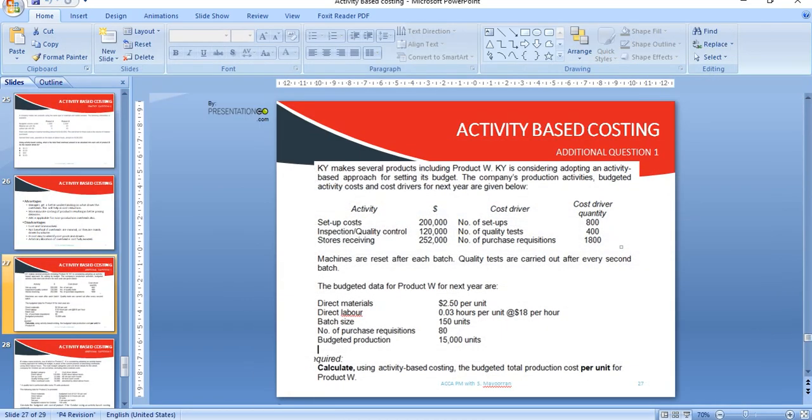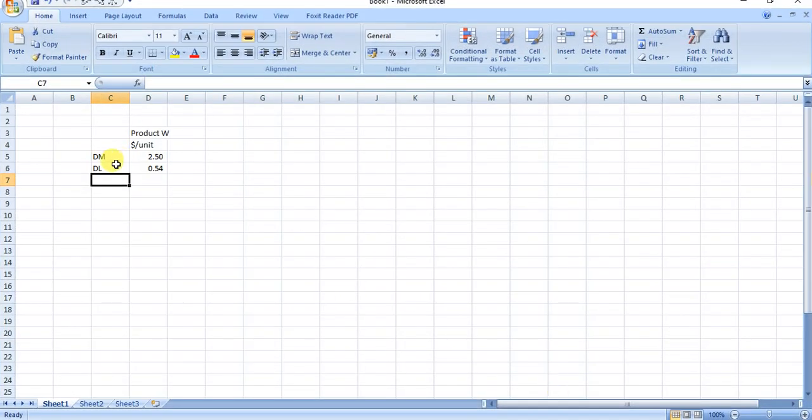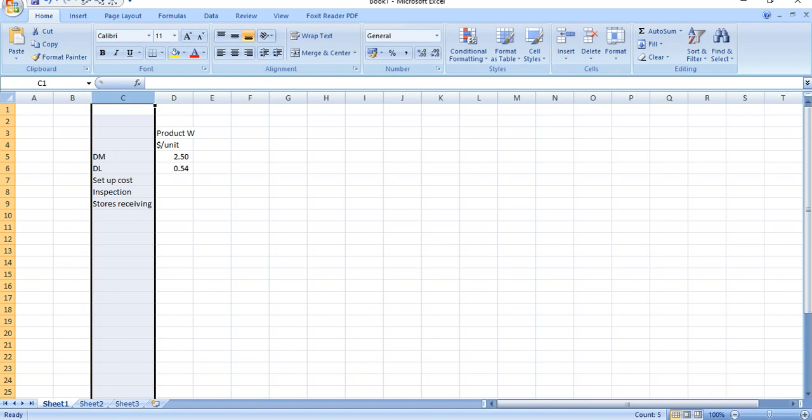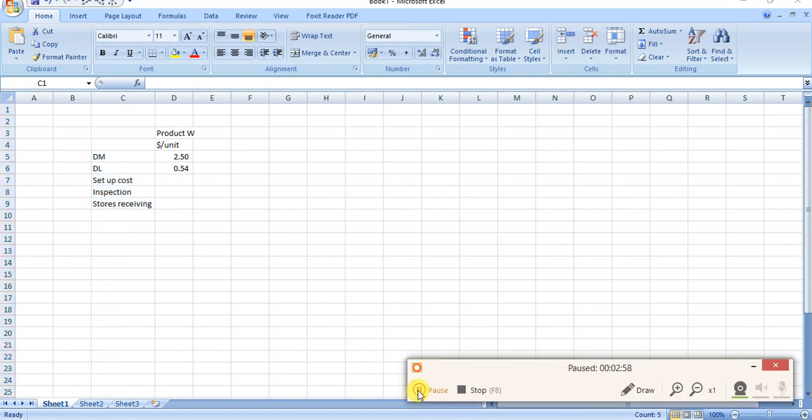Overheads, there are three overheads: setup cost, inspection cost, and stores receiving. Setup cost, inspection, and stores receiving. These are the three. Right, so these three overhead costs we are going to identify using activity-based costing. So that we'll do on a separate working.